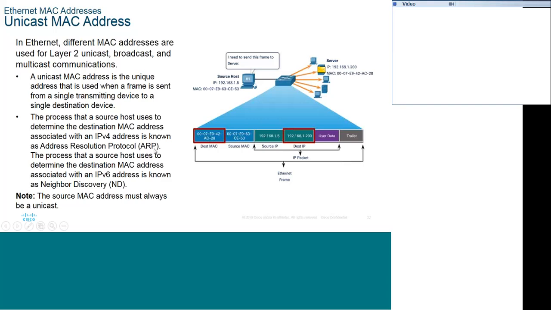ARP is a protocol used to define which MAC address is related to which IP address, or what the IP address for this MAC address is. So in unicast, from one to another, we have source IP address and destination IP address, and source MAC address and destination MAC address.